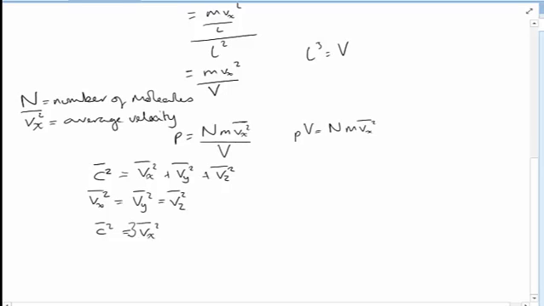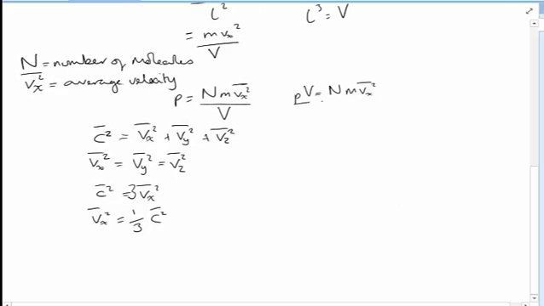Okay, if we rearrange that to make Vx squared bar the subject, Vx squared bar is equal to 1/3 of c squared bar. We can then substitute that value of Vx squared bar into the equation we had up here. So PV equals 1/3 N m c squared bar. Okay, and that is one of our key equations. That's on your data sheet. That's what we would call the ideal gas equation.